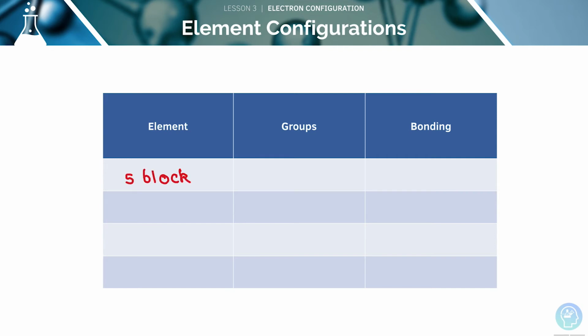Let's fill in the table row by row. Firstly, we'll look at the s block elements. These will be groups 1 to 2, and the type of bonding they exhibit will be ionic. Next, we'll look at the p block. They have groups 5 to 7, and they exhibit covalent bonding.